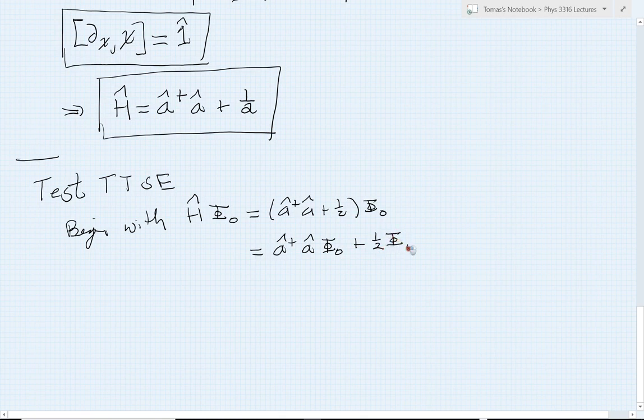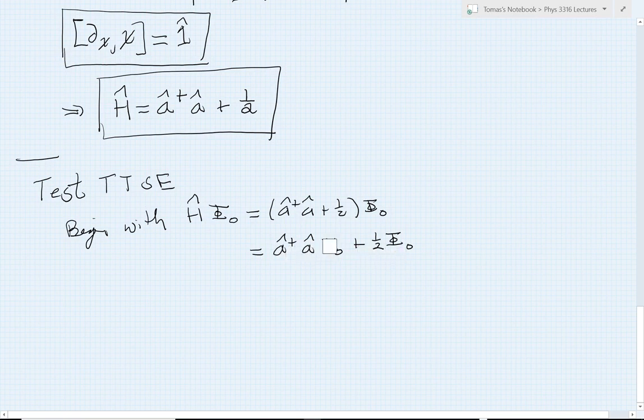Now, this last term, the 1/2 of the ground state, that's something we recognize and something we're very happy with because that really is just a constant times my ground state. This looks perfect for some kind of purity test on the Hamiltonian. So I like this term.